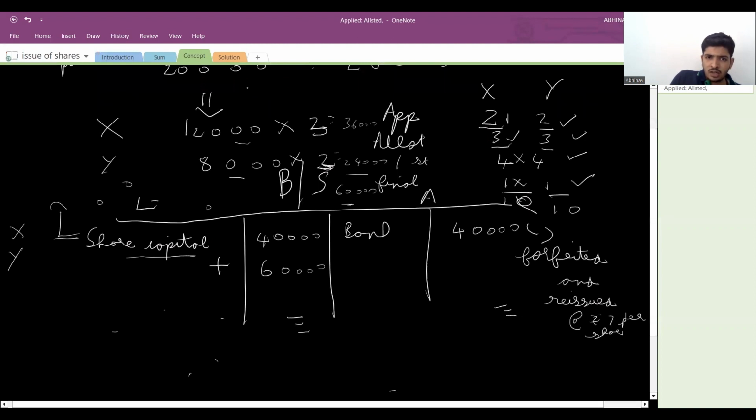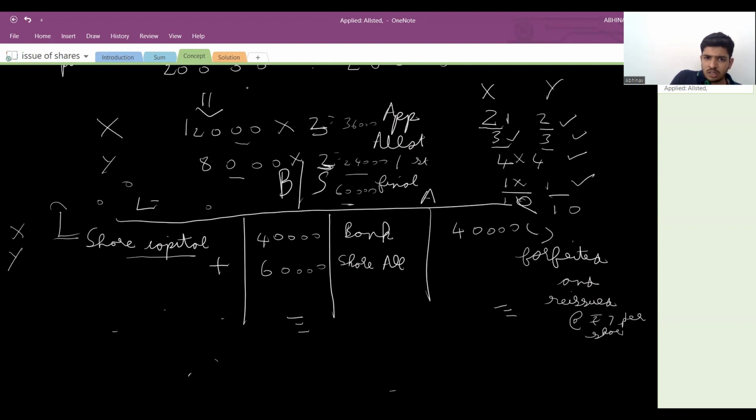Wait, bank, and finally it'll be share allotment, 60,000. This is the entry for demanding money. Now X and Y want to pay that amount. After the company passes the demanding entry, X and Y say that okay, we'll pay the amount. So what happens then? This amount will get transferred. This account will get cancelled, and bank account comes in because of the claim.